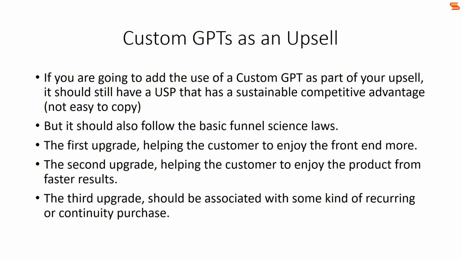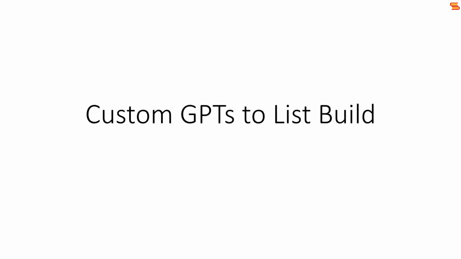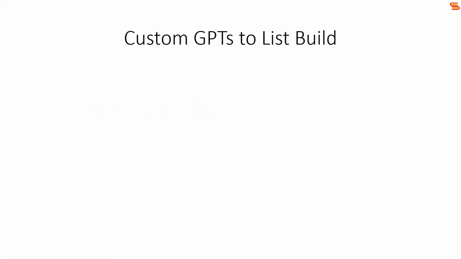You add a GPT, make sure that it helps your customer to enjoy that first product. If you add a GPT to the second upgrade, it should help your customer to enjoy the product with faster results. If you add the GPT into a third upgrade, it should be associated with some kind of recurring or continuity purchase. Let's talk about using your GPTs to list build.